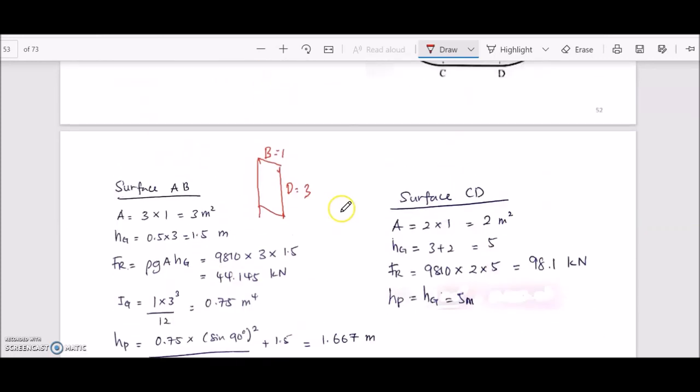Let's look into this. We have a rectangular surface. B is 1 meter, D is 3 meter, so the area A is B times D, which gives 3 meter square. The height of gravity is at the center of the square, so half of the 3 meter, which becomes 1.5.